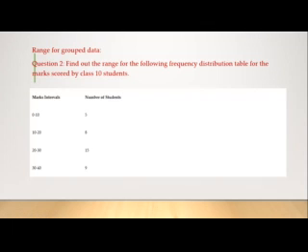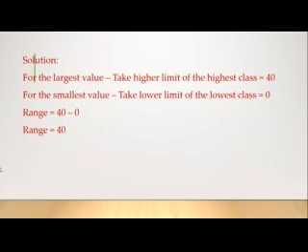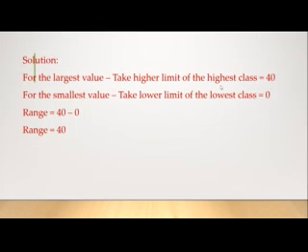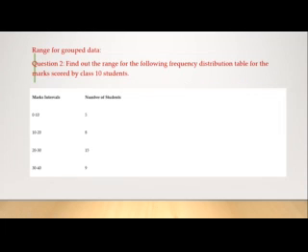Let's go for the solution. The simple solution is: the largest value is the higher limit of the highest class, equal to 40. The smallest value is the lower limit of the lowest class, 0. At last, the range becomes 40, as per the data given in the table.